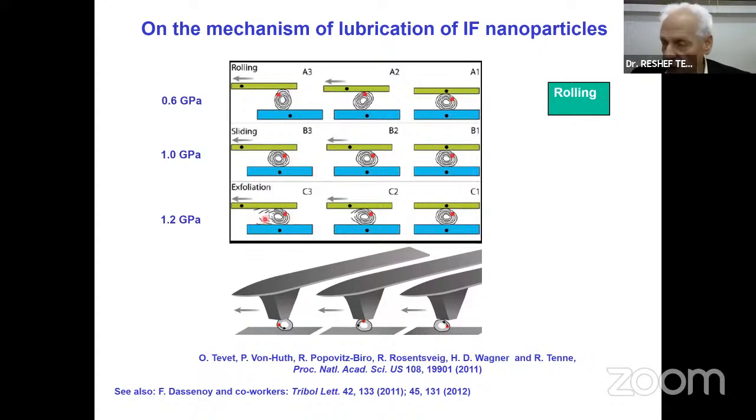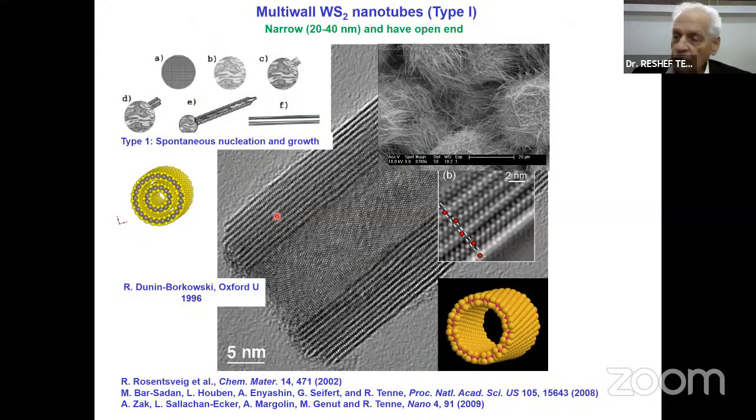So this is a very efficient lubricant, and I won't go further into this detail, but this is a basis of our applications of these nanoparticles to many, many applications in oils, in grease, in solids, in coatings, etc. Let me go directly to the nanotubes. From now on, I will speak only on nanotubes.